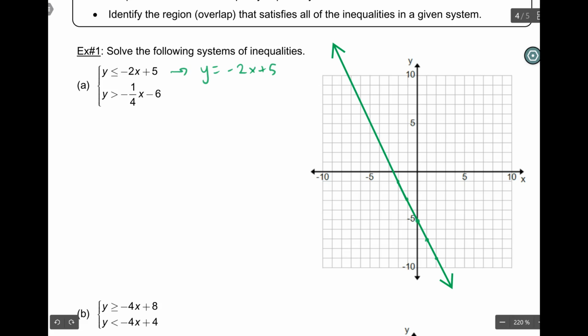The next one, I'm going to plot y is equal to negative 1/4 x minus 6, except it's going to be dotted. I'm going to start at negative 6, which is right here, and then I'll have a slope of down 1 over 4. 1, 2, 3, 4. Up 1, 1, 2, 3, 4. That's not the best, but I also need to make it a dotted line.